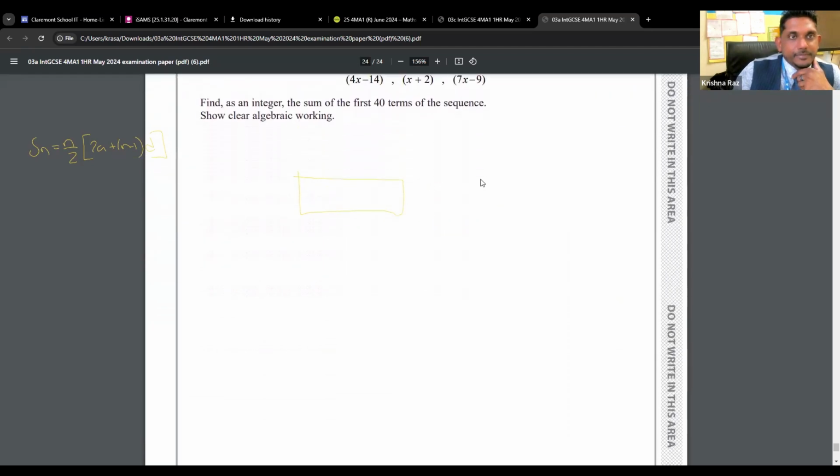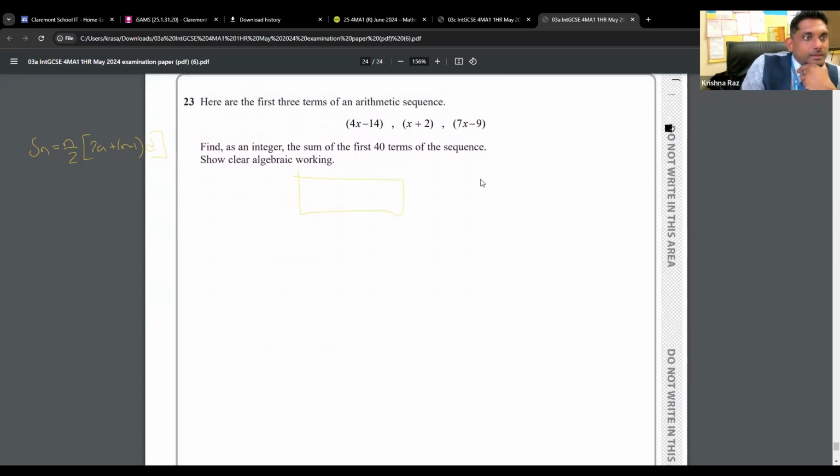So here we are. To use this formula, we need to know the number of terms, which we're given in the question is 40. And we need to know the first term and the common difference.